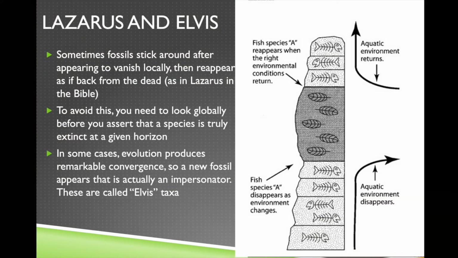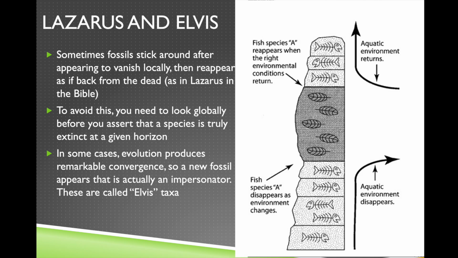There are other challenges and pitfalls as well. Sometimes fossils disappear and then reappear in a local section. These are called Lazarus taxa, after the character in the Bible who apparently rose from the dead. Lazarus taxa are not really extinct, but just vanished from a local section for a while before coming back.